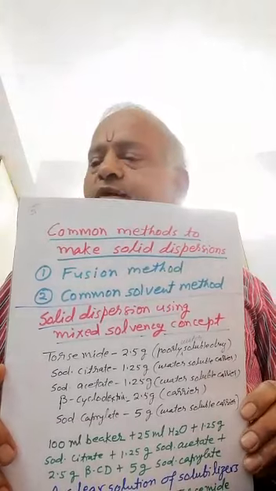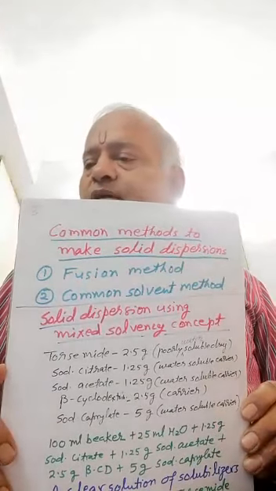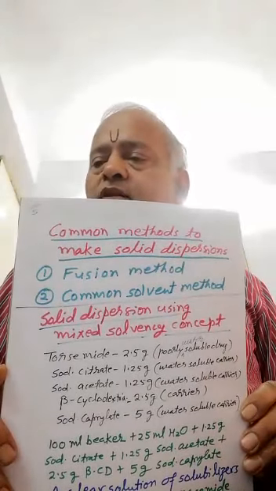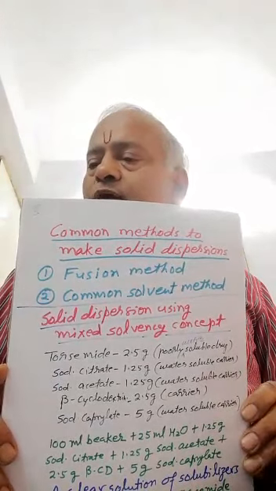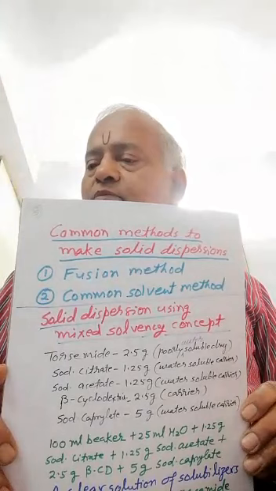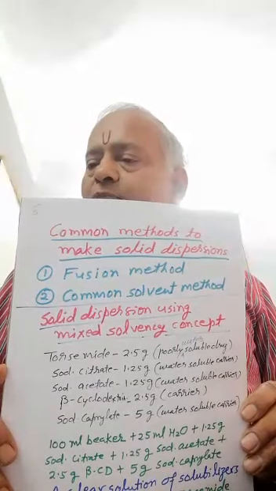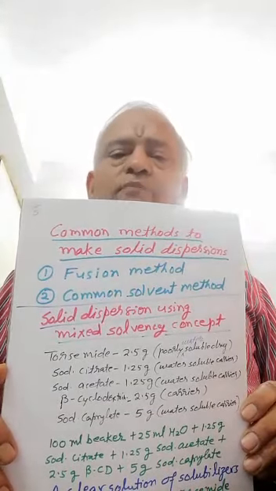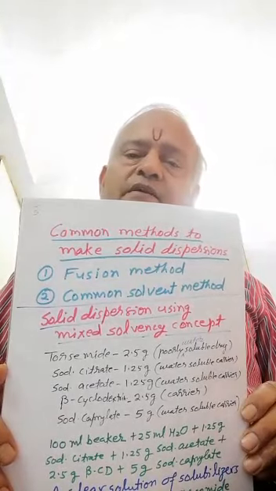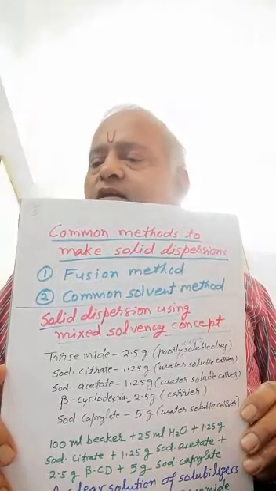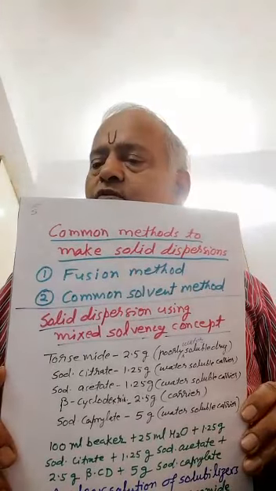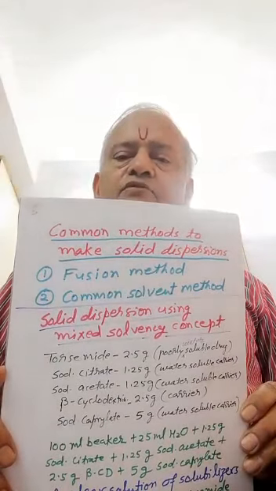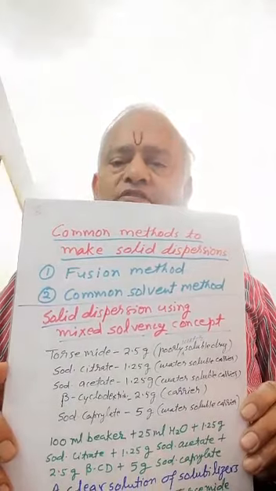So how is it made? You take a 100 ml beaker. Now you take 25 ml of water, and you dissolve 1.25 gram sodium citrate, 1.25 gram sodium acetate, 2.5 gram beta cyclodextrin and 5 gram sodium caprylate. All these may be added simultaneously, and of course then it is shaken, so you get a clear solution. Now this is a mixed solvent system.